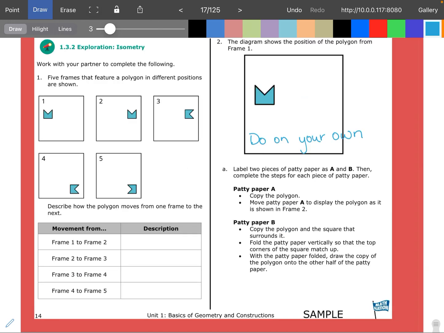When we are looking at 1.3.2, an exploration of isometry, we have 5 frames here, and we have to figure out what went on with these 5 frames. So if I look at frame 1 to frame 2, what happened there? You can pick out that what happened was that we had a slide to the right.